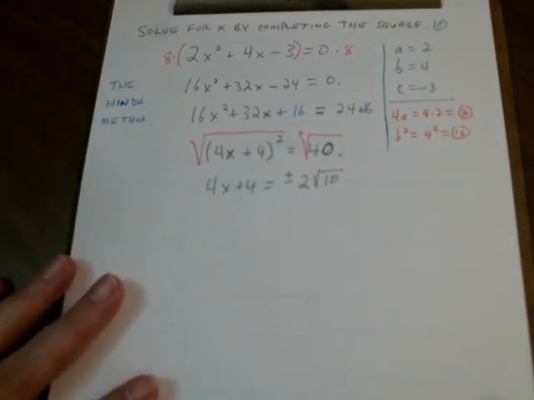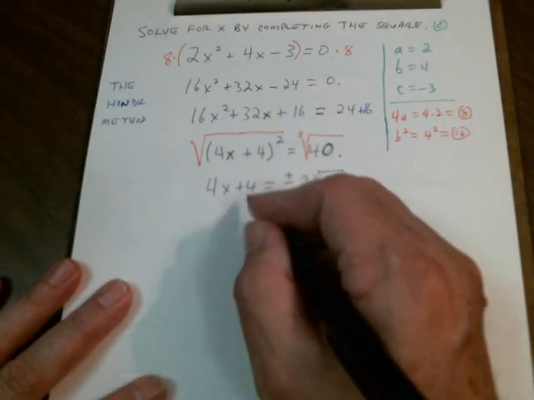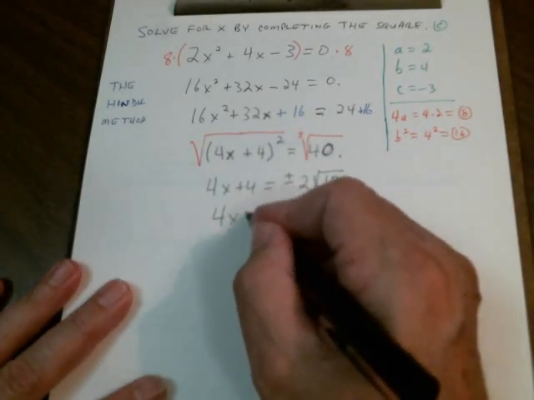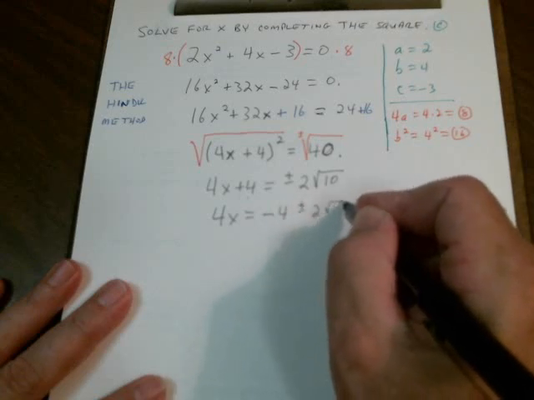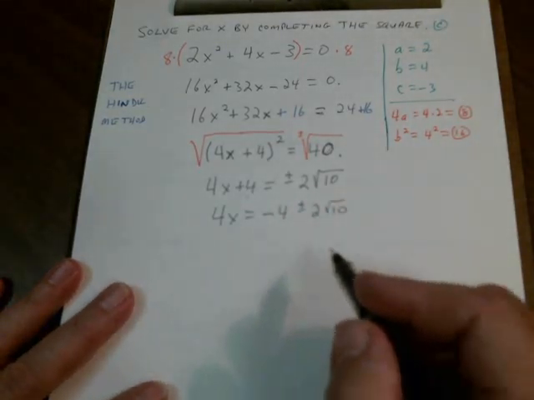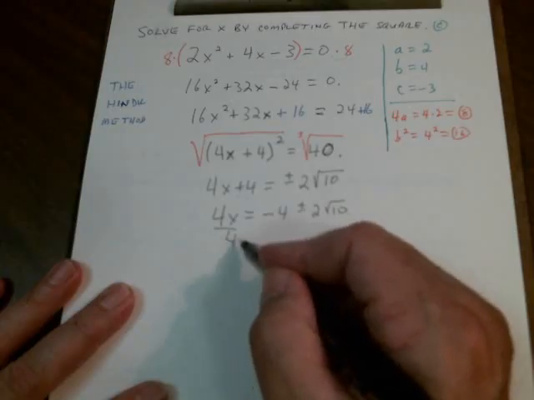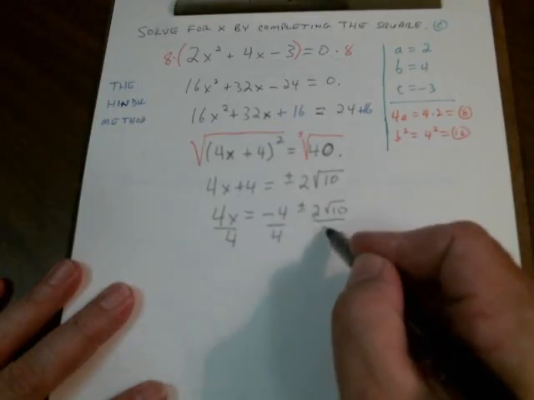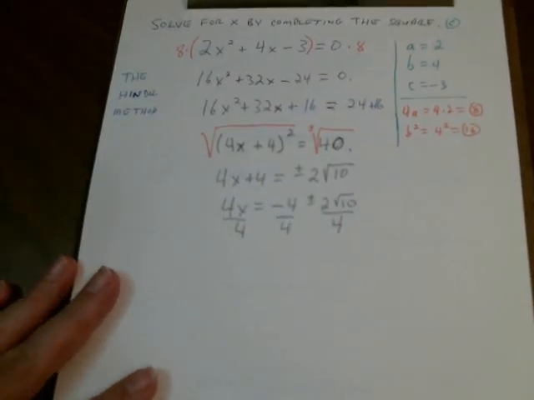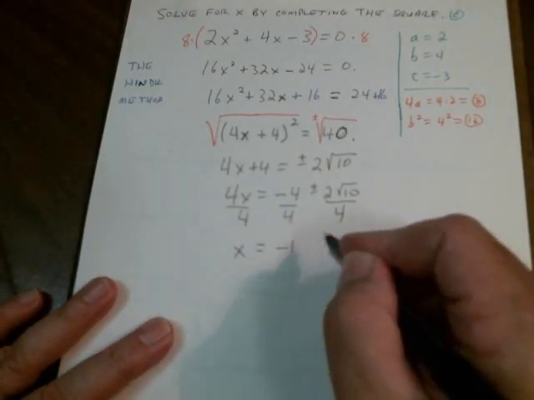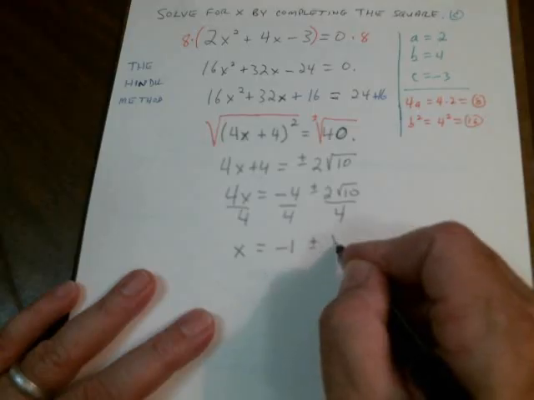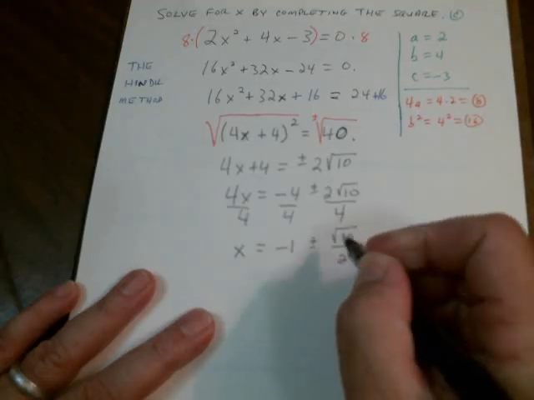And we'll finish this off by isolating the x. Subtract 4 from both sides. That would leave 4x equals -4, plus or minus 2 times square root of 10. Lastly, divide both sides by 4. That means dividing by 4 every term. Therefore, we have x on the left, equals -1 plus or minus square root of 10 divided by 2.